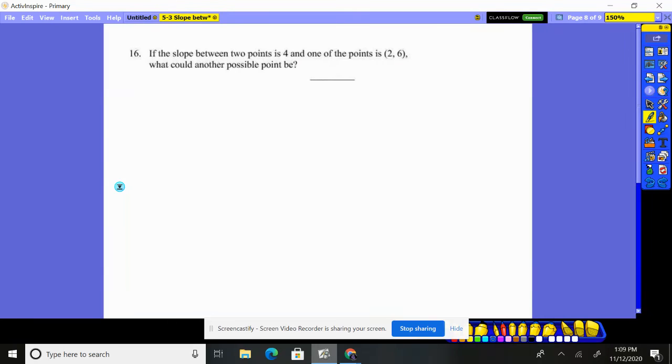All right, number 16, difficult problem. It says if the slope between 2 points is 4 and one of the points is (2, 6), what could another possible point be? There's an infinite number of points. There's all kinds. But how do we think of this? Well, there's a couple ways.